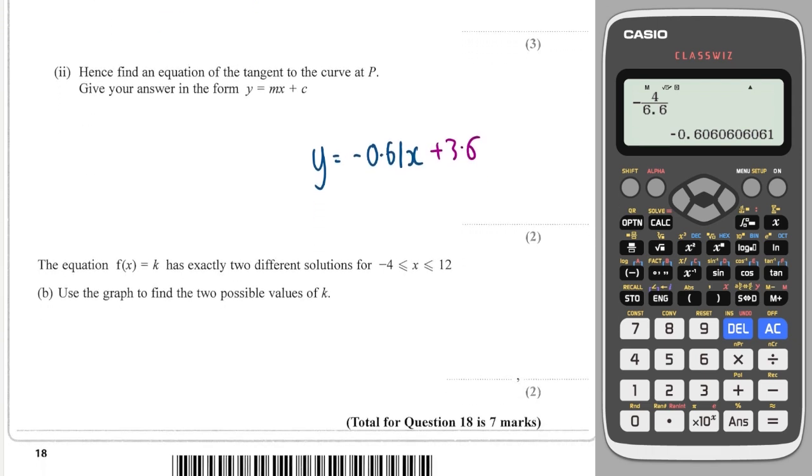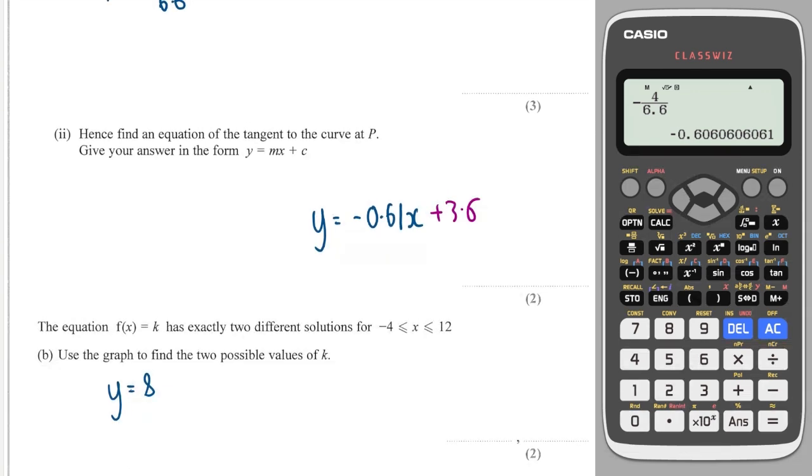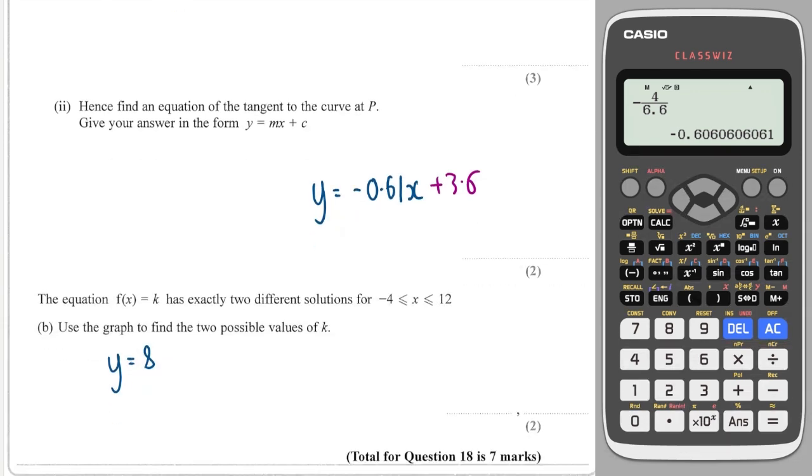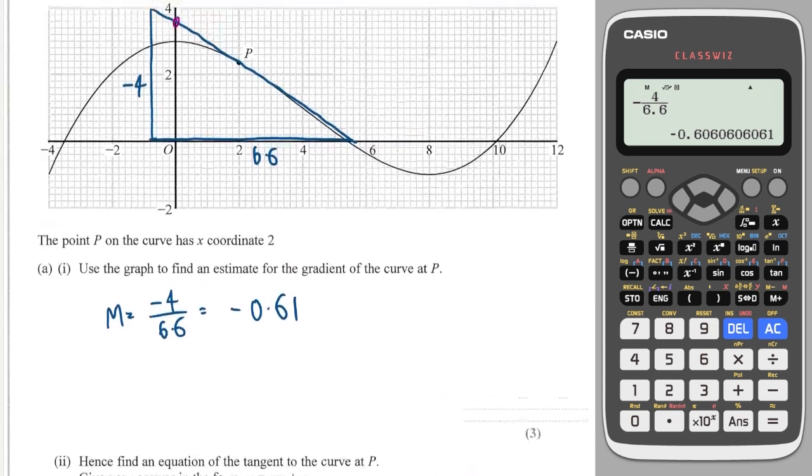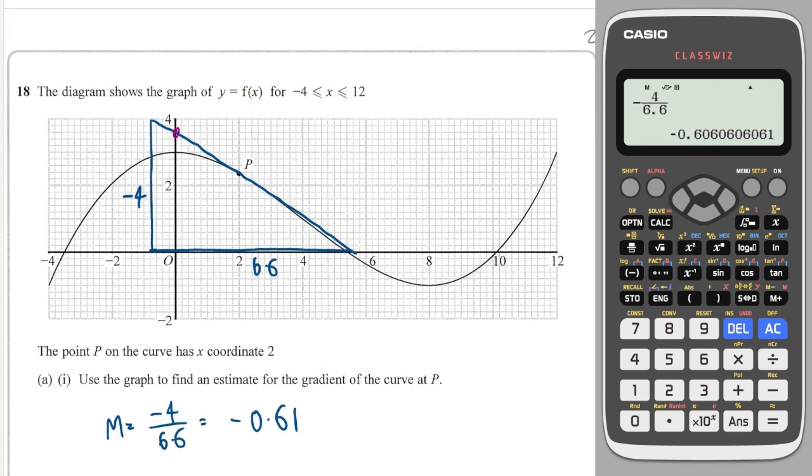And then it says that f of x equals k, which is a horizontal line, because that's like a line like, for example, y equals 8. So there's a horizontal line, has exactly two different solutions. Use the graph to find the two possible values of k. So I'm looking for a horizontal line which will cut our graph twice and only twice.